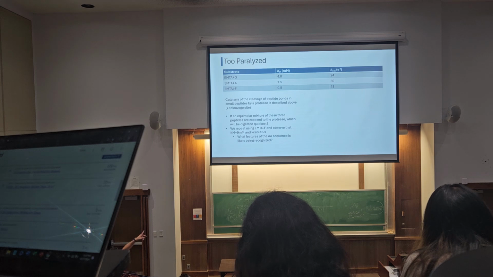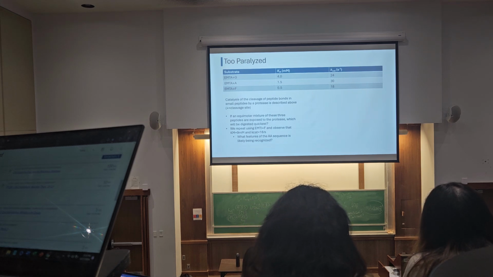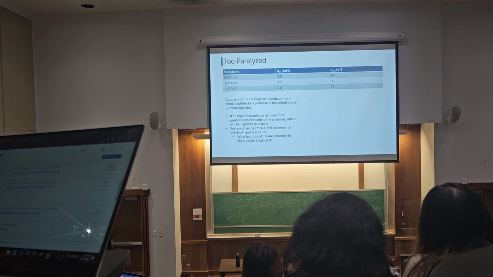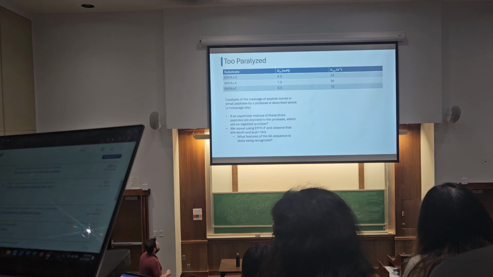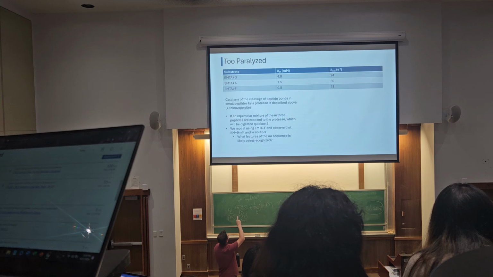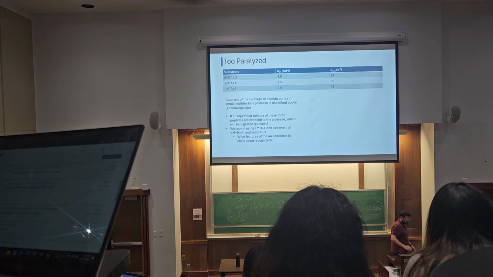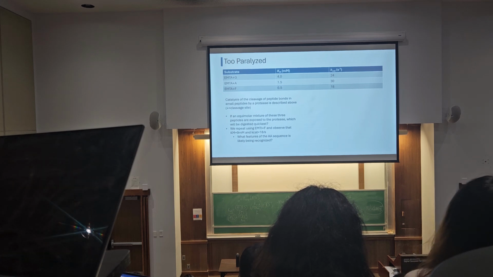Okay? Now let's say that we repeat this with this peptide EMTIF, okay? And observe that we get a Km of 9 millimolar and a kcat of 18 per second, right? So what feature of the amino acid sequence is likely to be recognized? Remember we have 6, 20, and 36, and now we have 18 over 9, which is 2, right? So is that a good value? No, right? It's not very high. And we've seen as high as 36, and then 20, and then 6, and then now 2, right?